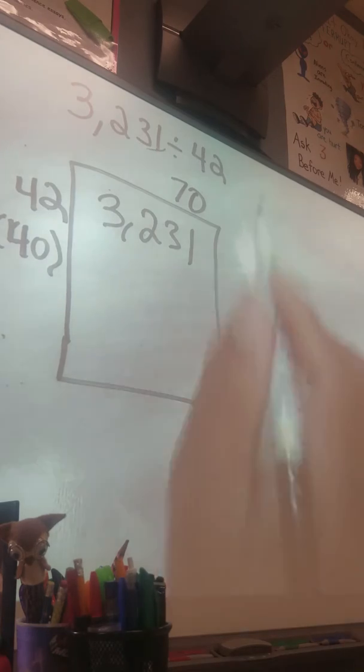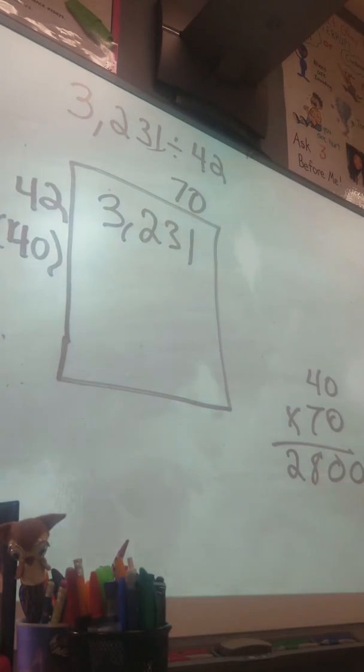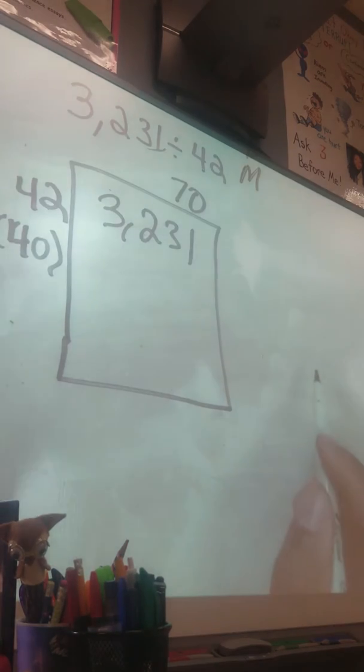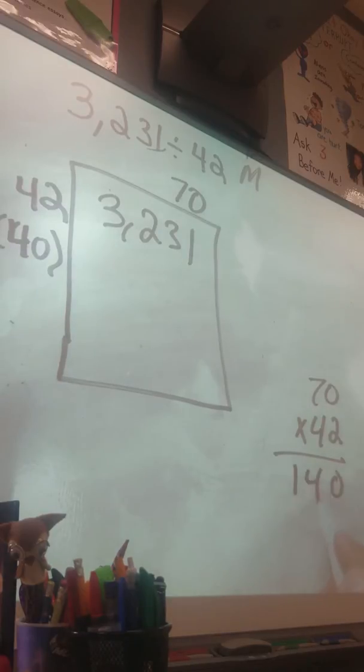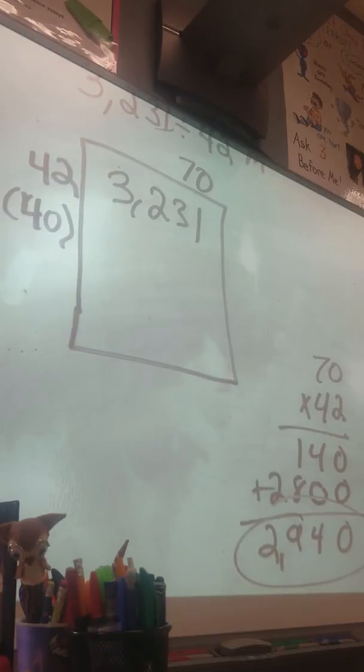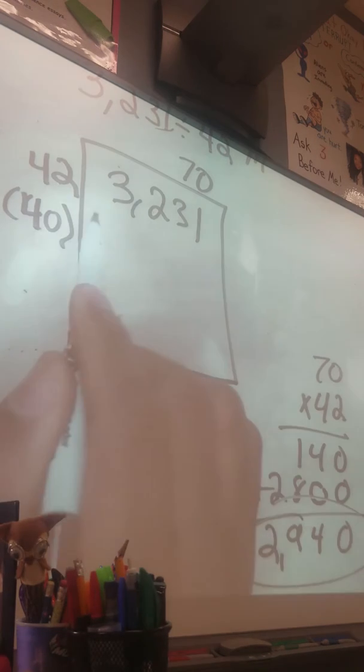All right, so I have divided using my estimated divisor. Now I'm going to multiply using my actual divisor. So 70 times 42. All right, so 0 times 2 is 0. 2 times 7 is 14. Placeholder, 4 times 0 is 0. 4 times 7 is 28. Let's add these up. 0 plus 0, 4 plus 0, 1 plus 8, drop the 2, 2,940. So that would be perfect. So I'm going to put this in my box so that I can subtract.